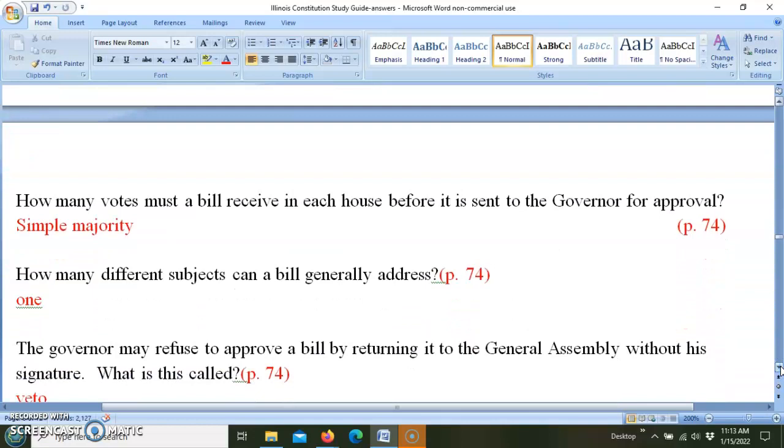Okay, moving on. How many votes must a bill receive in each house before it is sent to the governor for approval? And the answer to that question is you must receive a simple majority in both the Senate and in the House of Representatives.